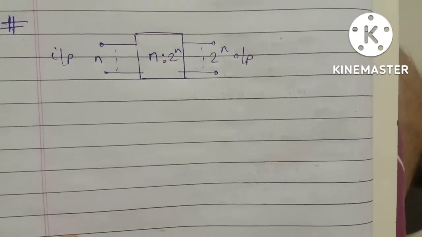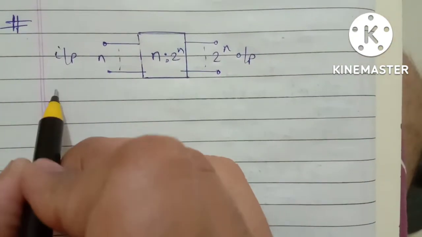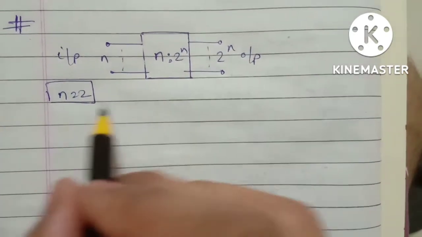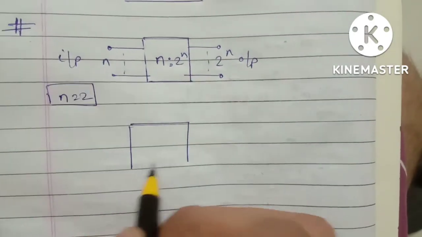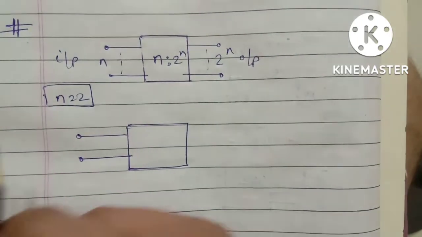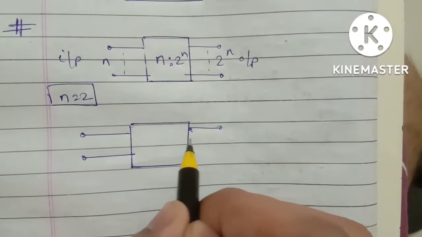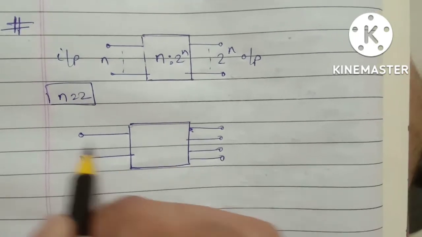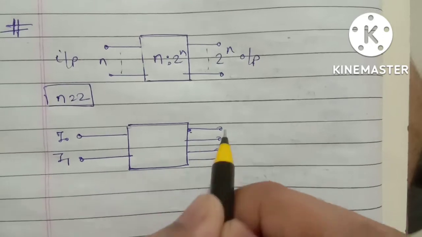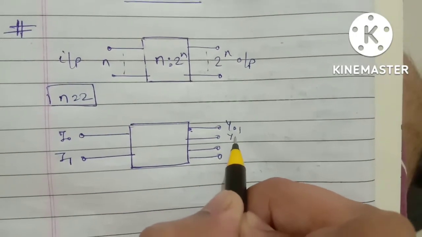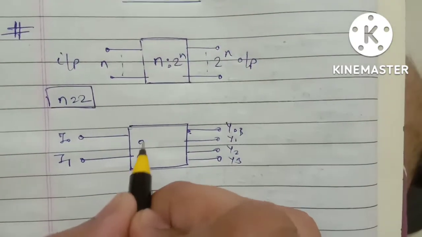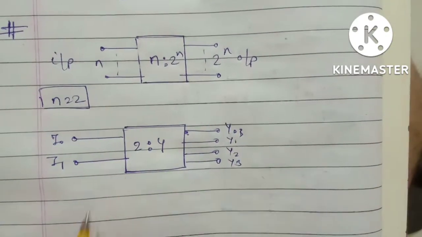And let's see the diagram. We'll take one example, n equal to 2, and draw a diagram using 2 inputs and 2 raised to n outputs, that is I0, I1, Y0, Y1, Y2, Y3. Understood? So basically it is 2 to 4.